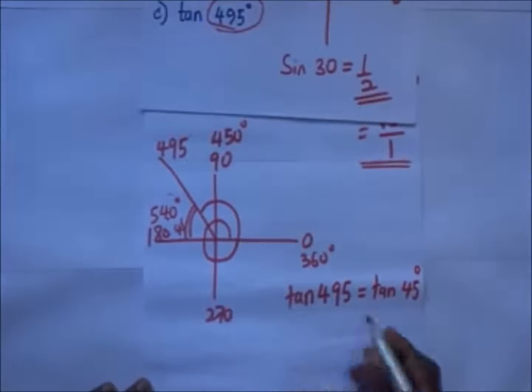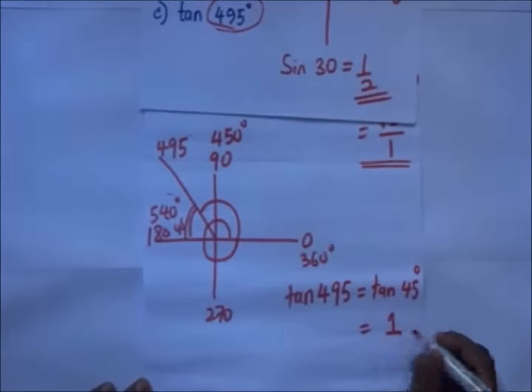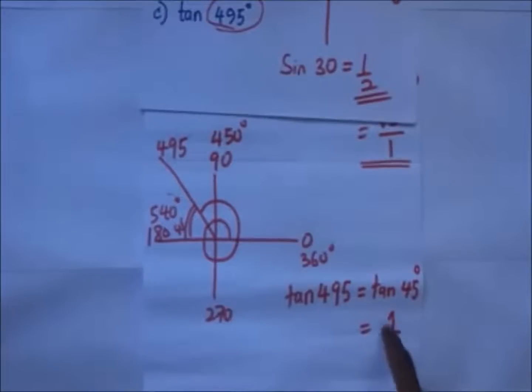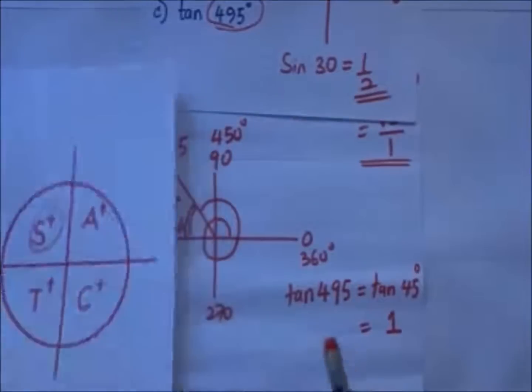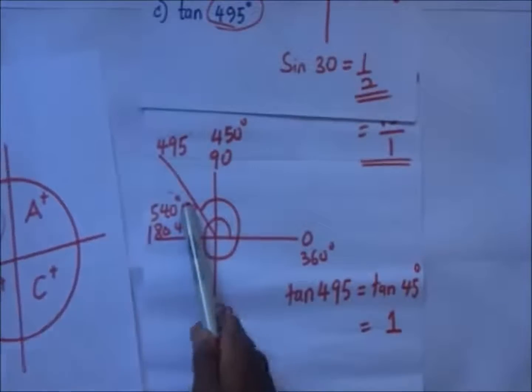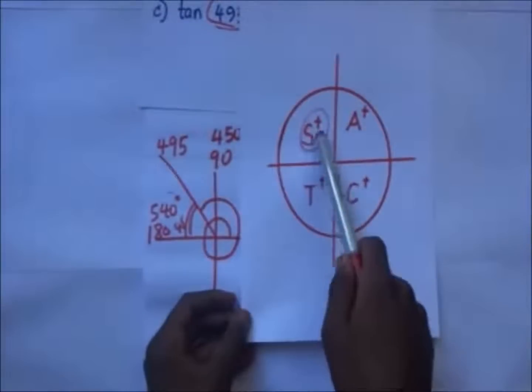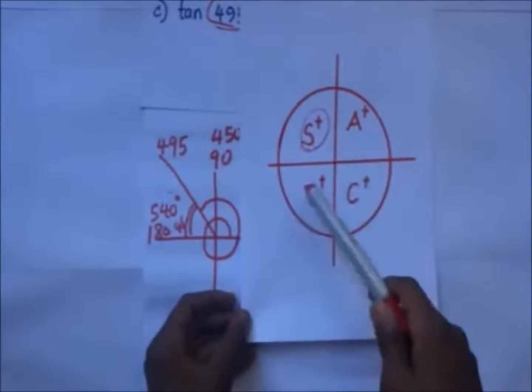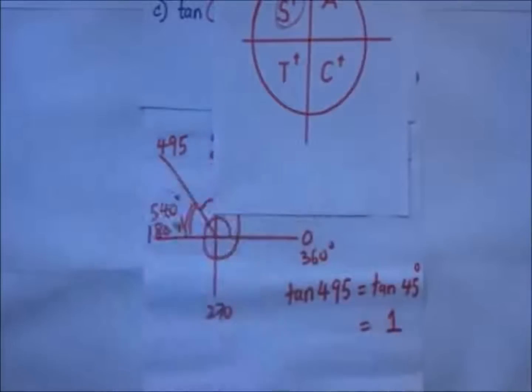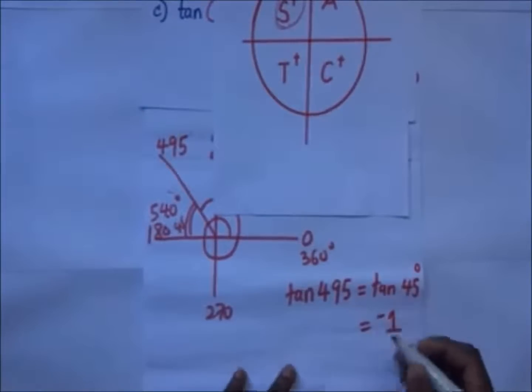So if tan of 45 is 1, we need to find out, is this 1 positive or negative? Now this is lying in the second quadrant, and in the second quadrant, only values of sine are positive, so the rest are negative. So it means that our 1 here is negative.